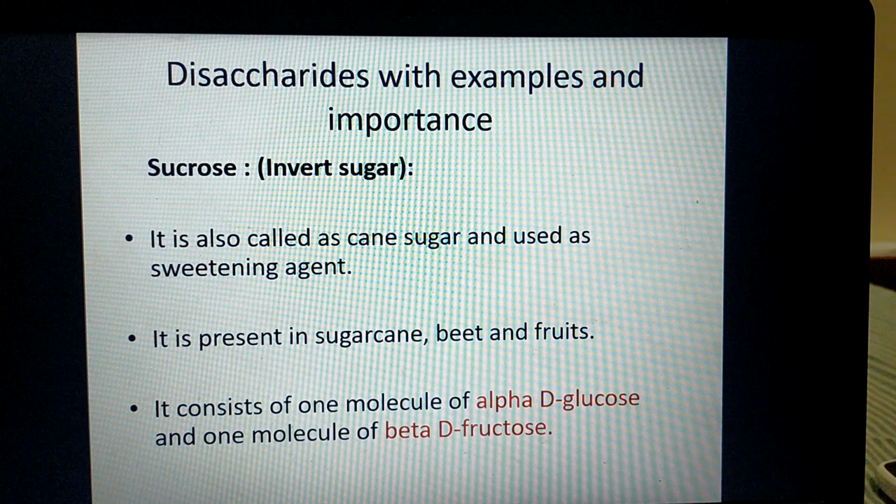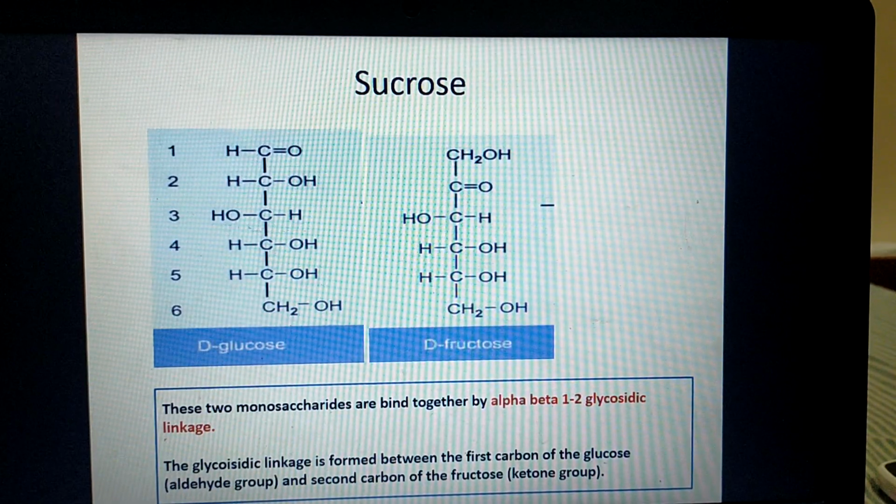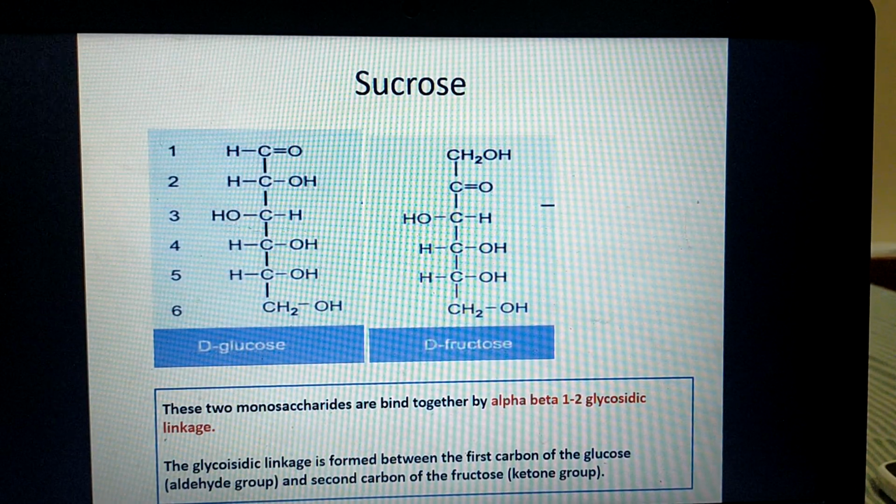Another name of sucrose is invert sugar. Now this sucrose is obtained from cane sugar and it is used as a sweetening agent in our diet. It is present in sugarcane, beet and fruits. It consists of one molecule of alpha D glucose and one molecule of beta D fructose. So these are the two monosaccharides of sucrose, glucose and fructose.